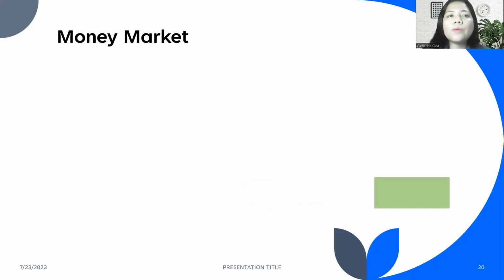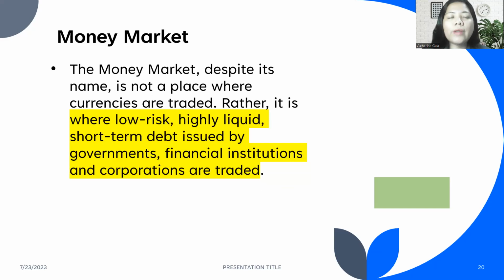Okay, let me share with you more about the money market where these securities or cash equivalents are traded. So money market is where the low risk, highly liquid, short-term debt issued by governments, financial institutions, and corporations are traded, meaning the issuers of these money market securities are governments, financial institutions, and corporations. And why do they issue these securities? Basically, they need funding and they need money from investors. So that's why they issue these securities.